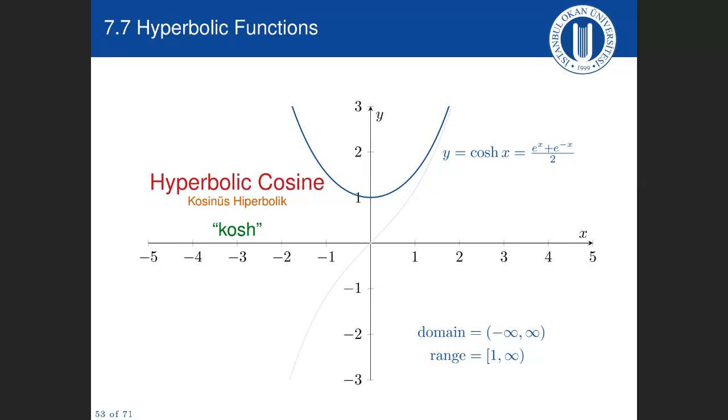Hyperbolic cosine, or cosh, has this graph. The domain is the whole real line. The range is the closed interval from 1 to infinity.